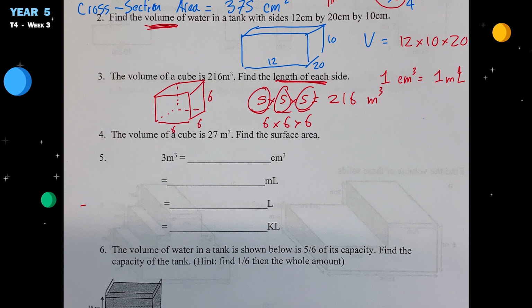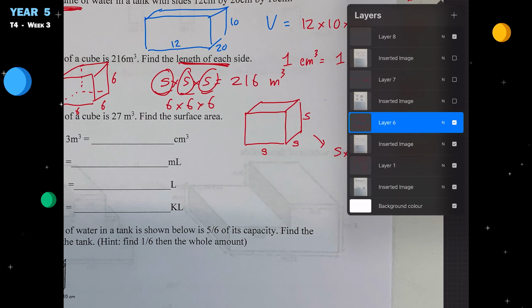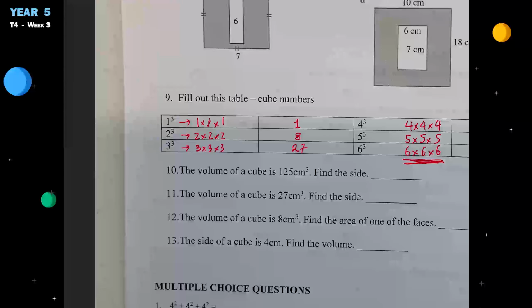Now question 4 says the volume of a cube is 27 meters cubed. Find the surface area. Again, we have a similar question to the previous one. The volume of this cube is side times side times side, which is equal to 27 meters cubed. So what three numbers multiply to give me 27? Okay, let's go back to the other page. Which one gives me 27? Aha, you can see from here.